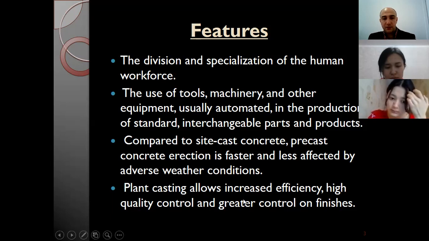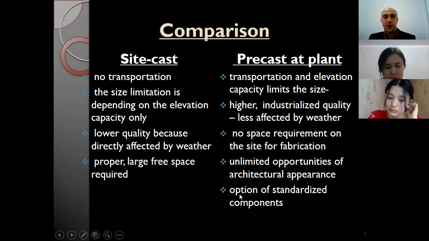Next, plant casting allows increased efficiency, high quality, and control of all finishes. So actually, we discussed it. Site cast and precast as plant cast: a little comparison between two places of manufacturing the ready constructions for the buildings. So what we see in site cast: no transportation, and size limitations depending only on the lifting capacity.